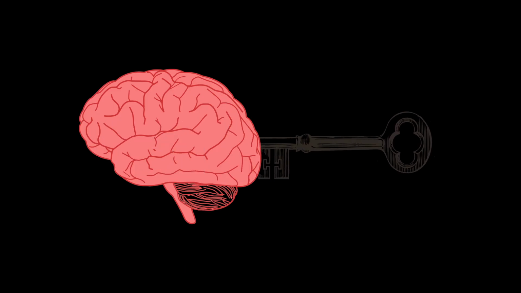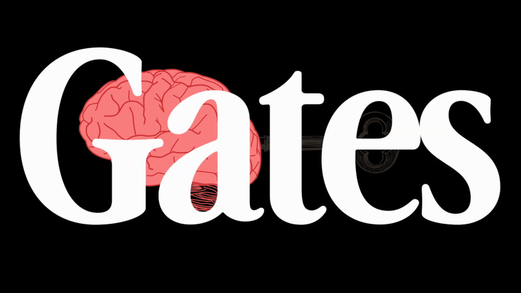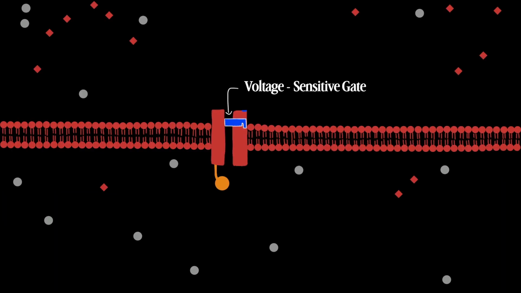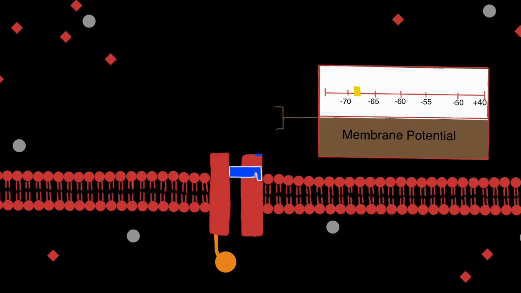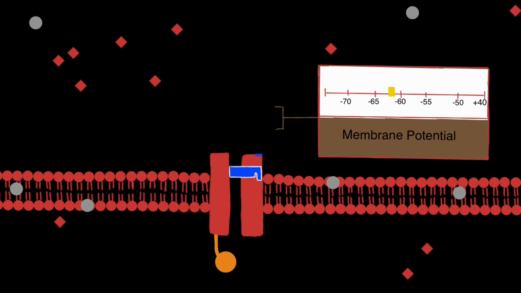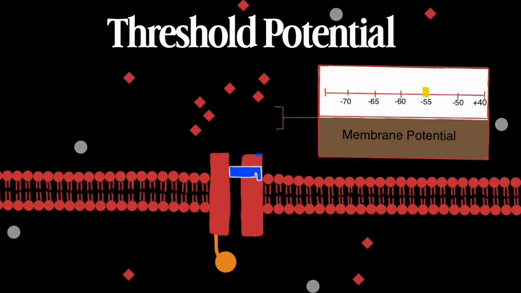The key to understanding voltage-gated ion channels is that they have 2 gates and 3 states. Let's first talk about the 2 gates, the voltage-sensitive gate and the inactivation gate. The voltage-sensitive gate will open or close based on the environmental charge distribution. The threshold is the membrane potential at which the gate undergoes conformational change.